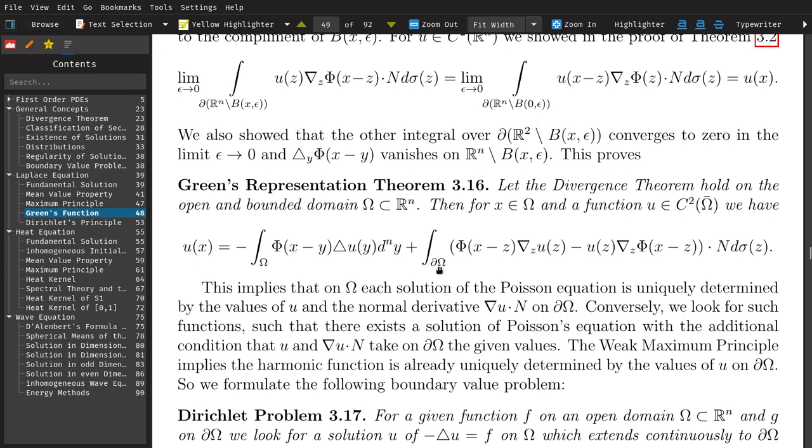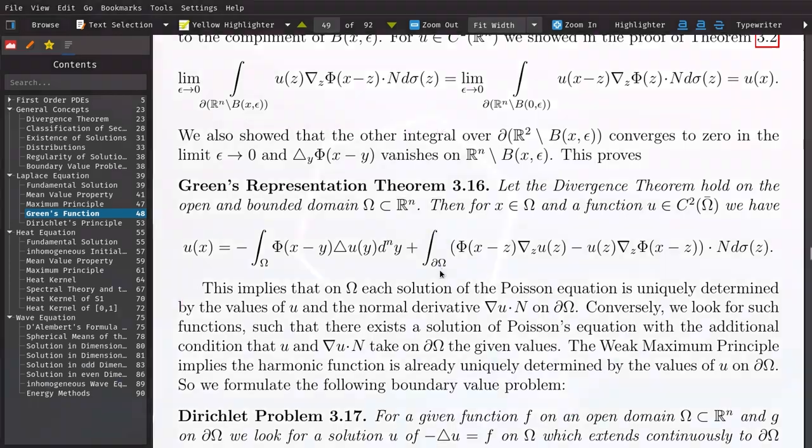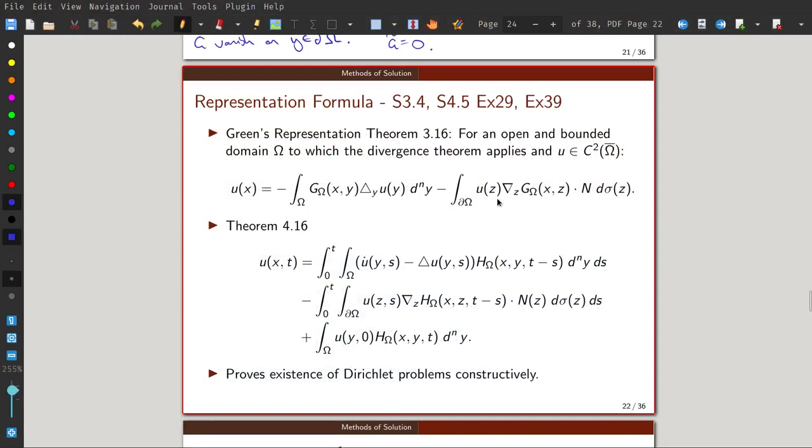But if there exists a Green's function for the domain, you can rewrite it into this form, where you have the Green's function together with the Laplacian, minus u and just the gradient of the Green's function. Notice here in particular, we always integrate in the second variable of the Green's function.